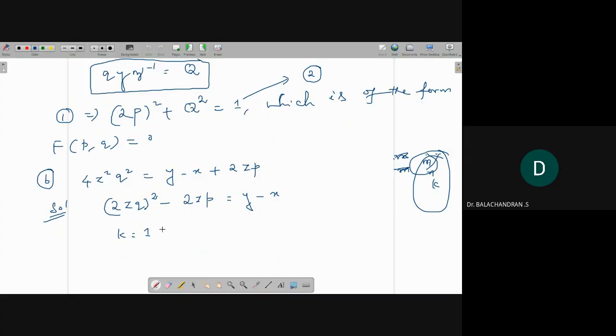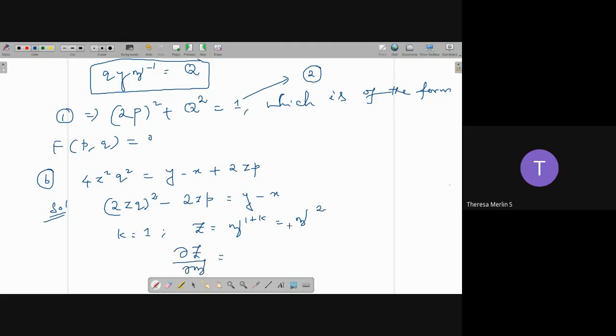Here k is 1. When k is 1, then what is the substitution? Capital Z. Again the table. K is 1, so Z power 1 plus 1, that is Z square. Okay, and now dou capital Z by dou small z is 2z, sir. After finding this, now we are using only one part, one substitution, capital Z.